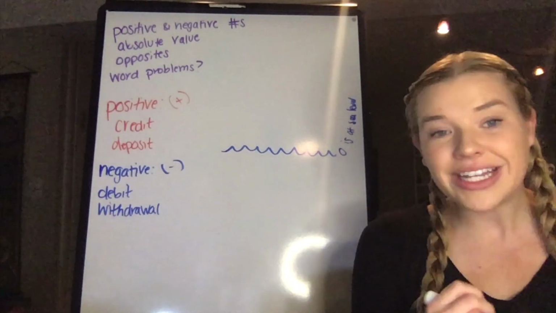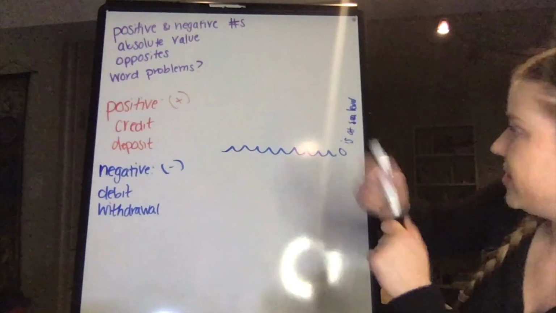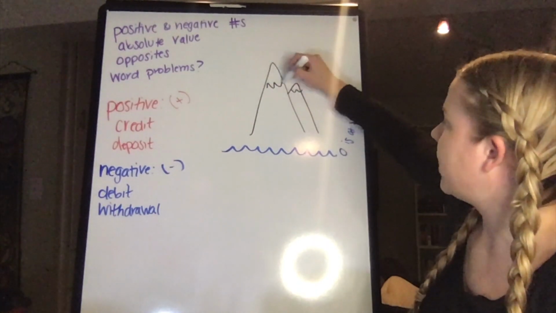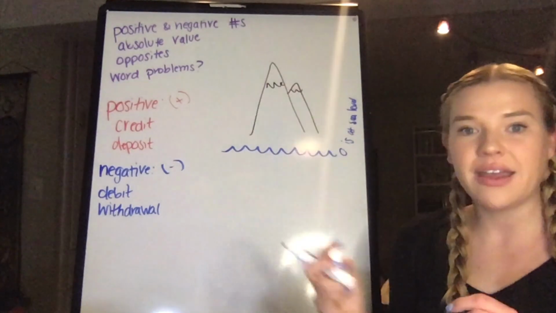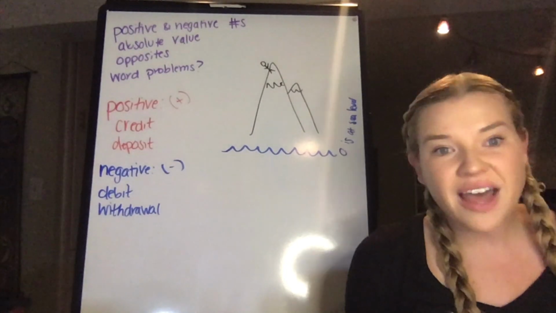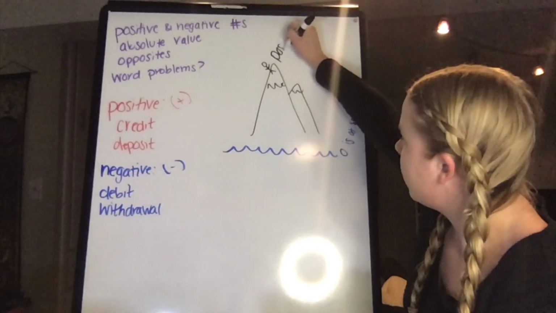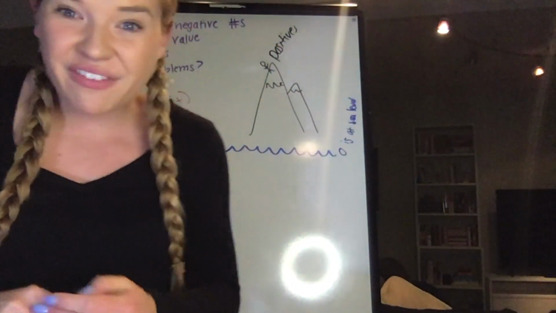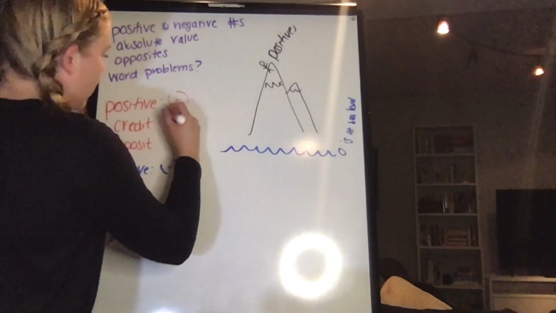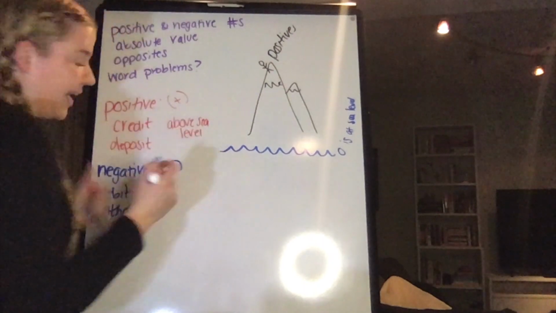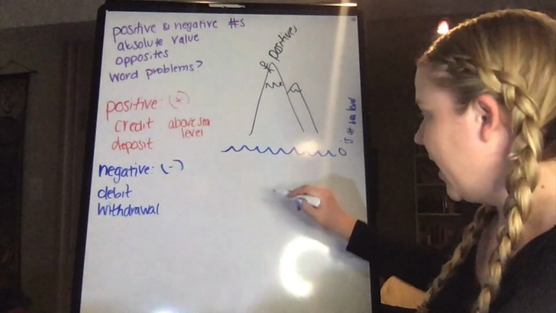But say I get off the beach and I decide to climb this mountain. It's snowing naturally, okay? And I'm at the top of this mountain. Now I am above sea level. This right here would be in the positives. So when I'm talking about being above sea level, I am in the positives.